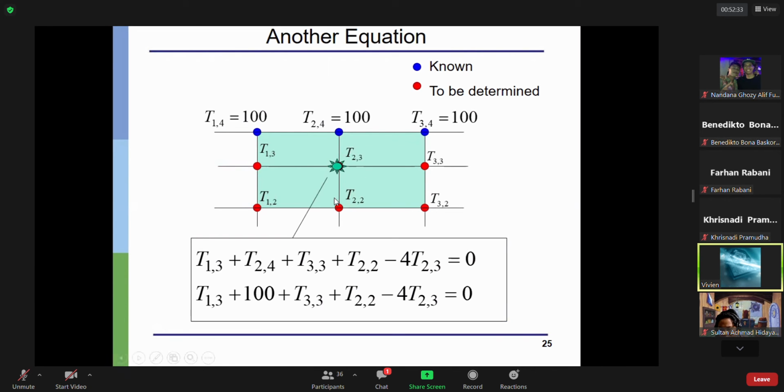Again, we continue to point 2,3. Similarly, it can be calculated with this equation: T13 plus T24 plus T33 plus T22, all of the surrounding nodes, minus 4 times T23, equals 0. Again, we have a boundary node, which is 100 at T24. We substitute that, and it moves to the right, becoming the right-hand side.